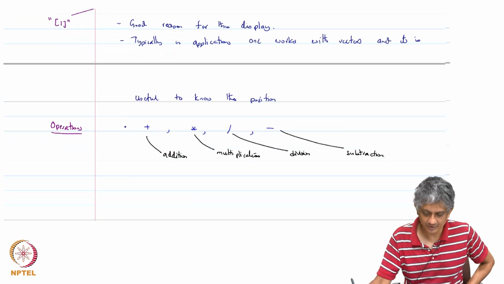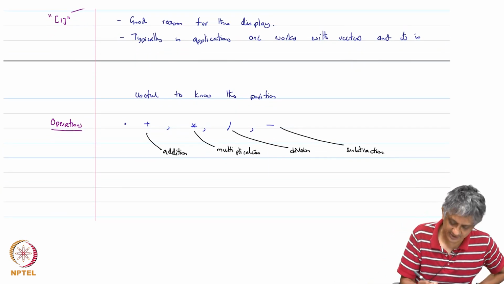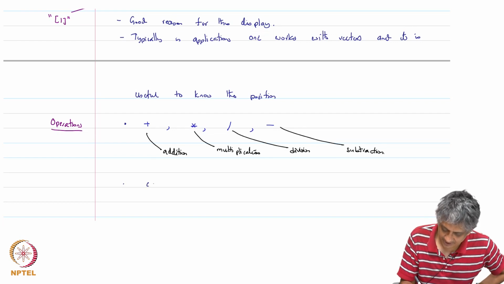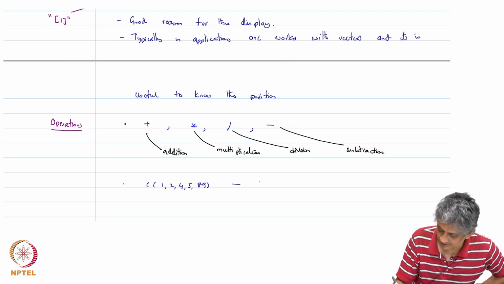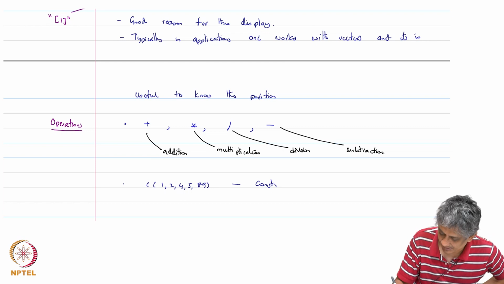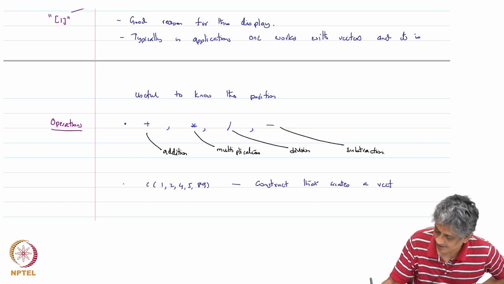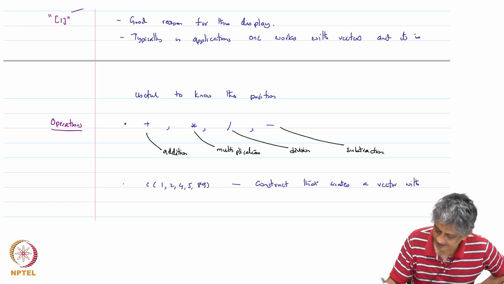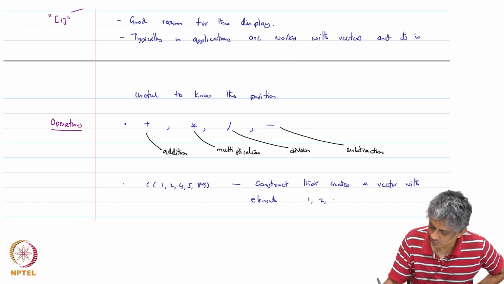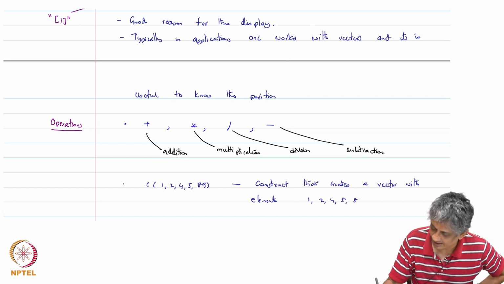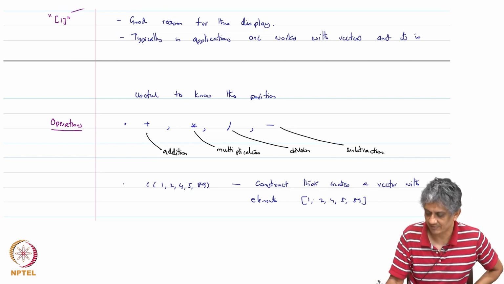The next thing we've seen today is the following. We use the c construct. So the c construct is c, let's say 1, 2, 4, 5, and 89. This is the construct that creates a vector with elements 1, 2, 4, 5, and 89. That's the vector it creates.